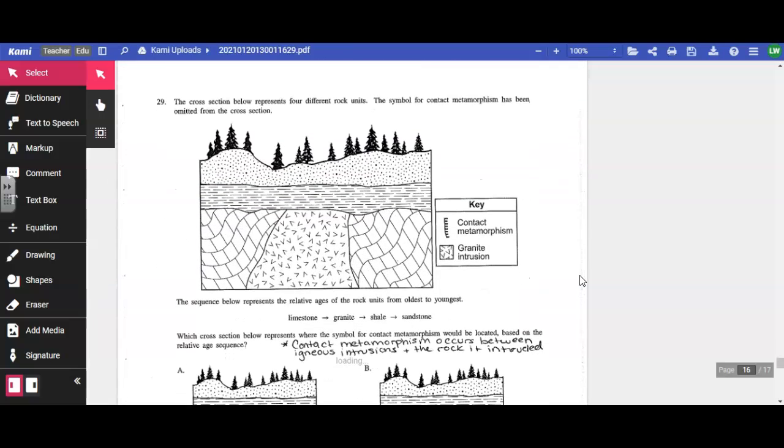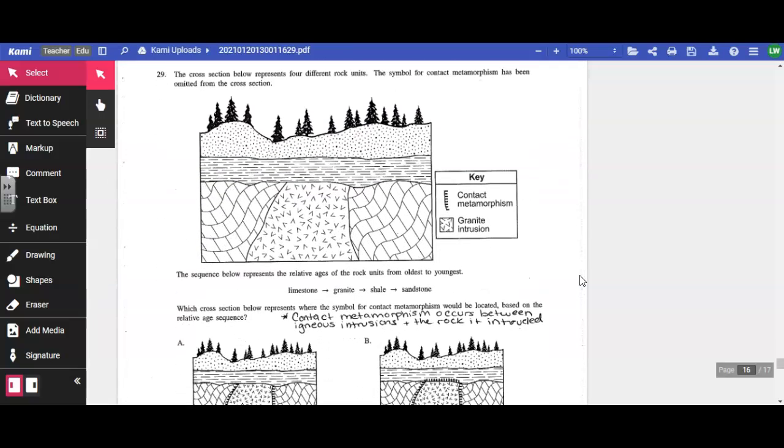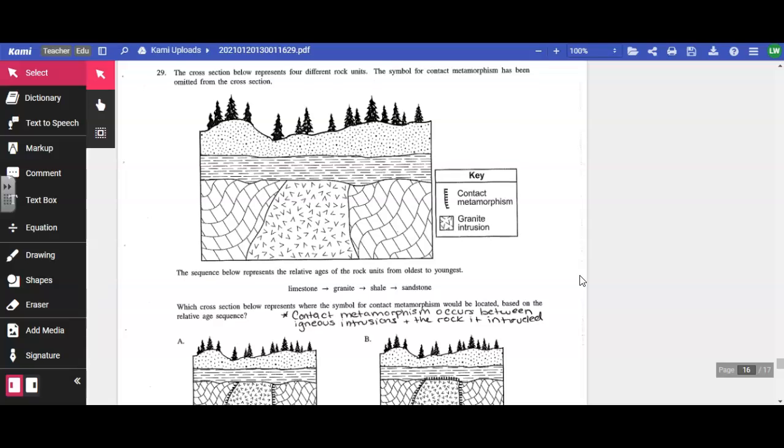Number 29. The cross-section below represents 4 different rock units. The symbol for contact metamorphism has been omitted from the cross-section. The sequence below represents the relative ages of the rock units from oldest to youngest. You have limestone, then granite, then shale, then sandstone. Which cross-section below represents where the symbol for contact metamorphism would be located based on relative age sequence?